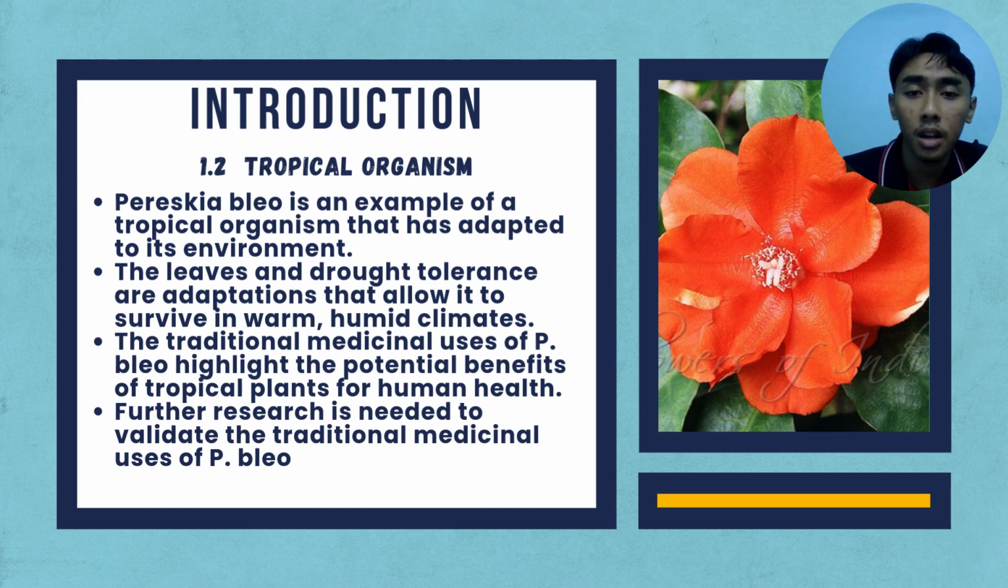The leaves have drought tolerance adaptations that allow the plant to survive in warm, humid climates. The traditional medicinal uses of Pereskia bleo highlight the potential benefits of tropical plants for human health. So this is just a summary for the tropical organism.